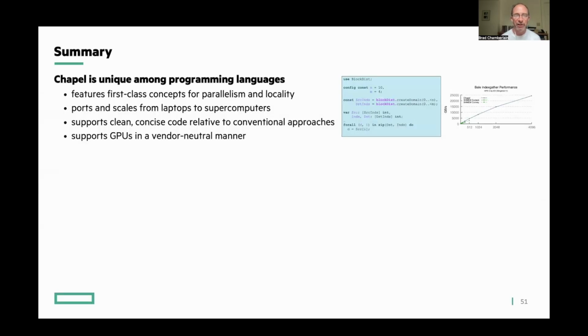To summarize this talk, I hope I've shown you that Chapel is very unique among programming languages. It is a parallel language where most languages have not been traditionally, and it features first-class concepts for talking about parallelism and locality. It ports and scales from laptops to supercomputers. It supports clean, concise code relative to conventional approaches. And as I've mentioned, but haven't really gone into a lot of detail today, other than maybe with the Coral Reef code a bit, it supports GPUs and it does it in a vendor-neutral manner.